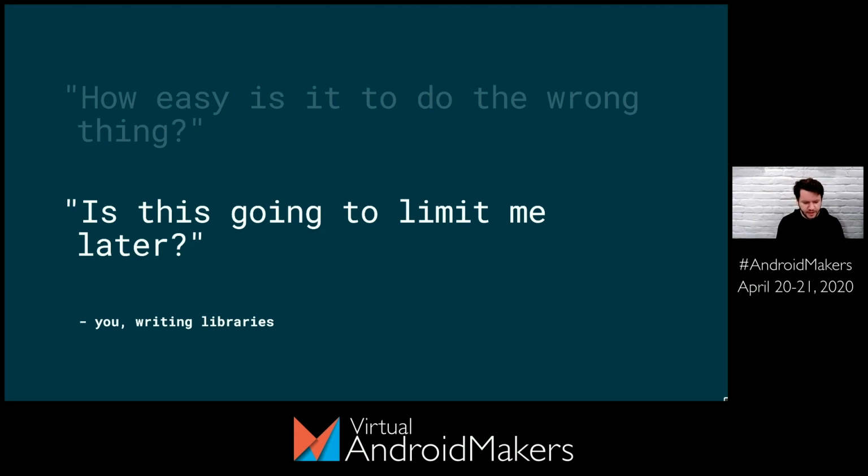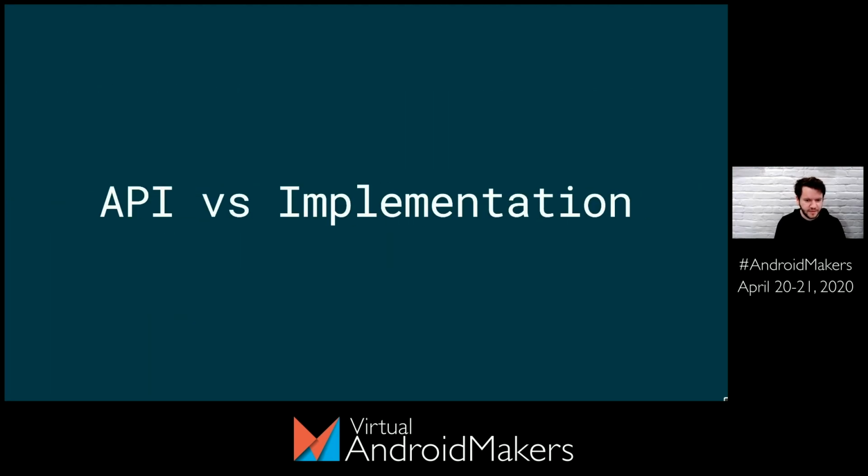There's two more macro level things that we want to talk about in this space, though. The first one is API versus implementation at a project level.